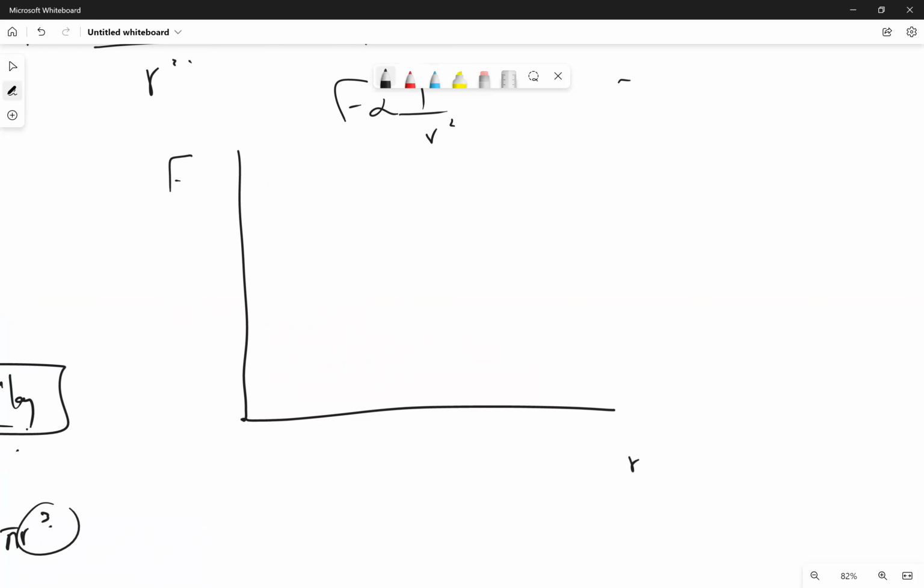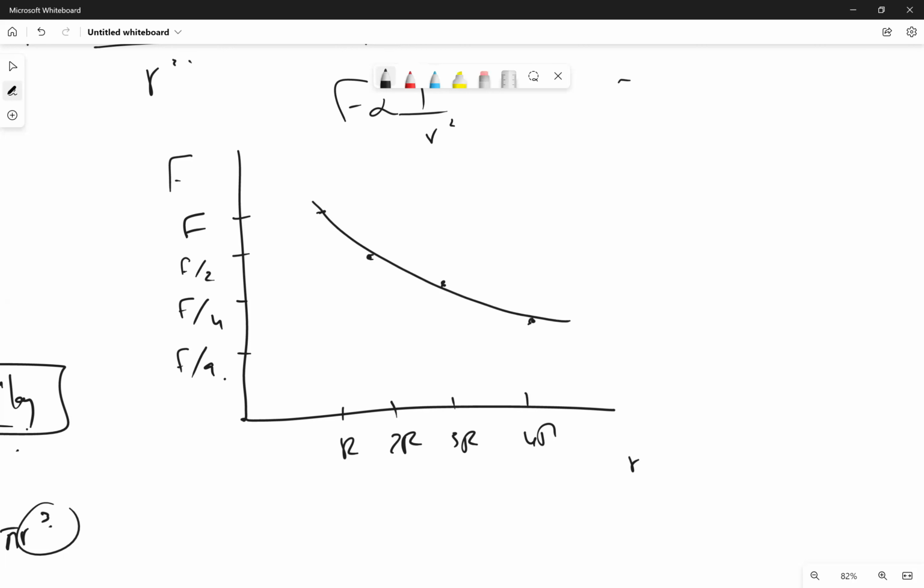So this means that, let's say here the force is F, and the radius is originally r. Then 2r, this is how the radius increases. 3r, 4r, and here the force just keeps decreasing: F by 2, F by 4, F by 9. F is at r, F by 2 is at 2r, F by 3 is at, sorry, 3r at F by 4, and 4r at F by 9. This is how the graph would look like. As force decreases, the radius increases by square.